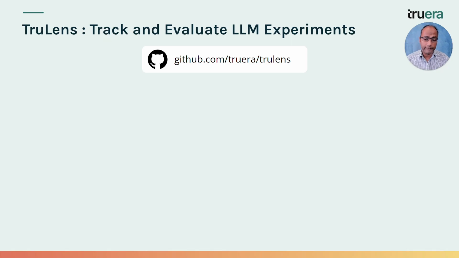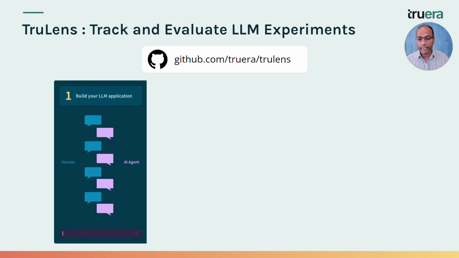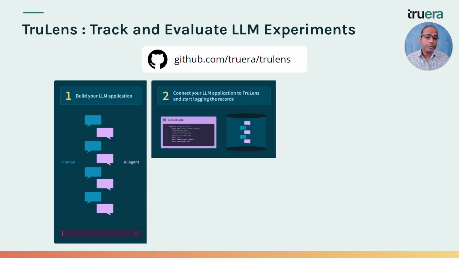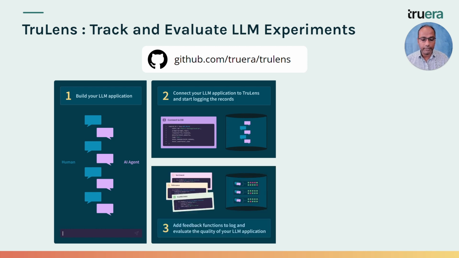You can find it on this GitHub repository and play with it yourself. I want to show you the quick workflow of how to use TruLens. It's very easy to get off the ground. In step one, you are building your LLM applications in your framework of choice, native Python, LangChain, Llama Index, or something else. And then with just a couple of lines of code, you can connect TruLens to your LLM applications and start logging records, prompts, responses, intermediate results.